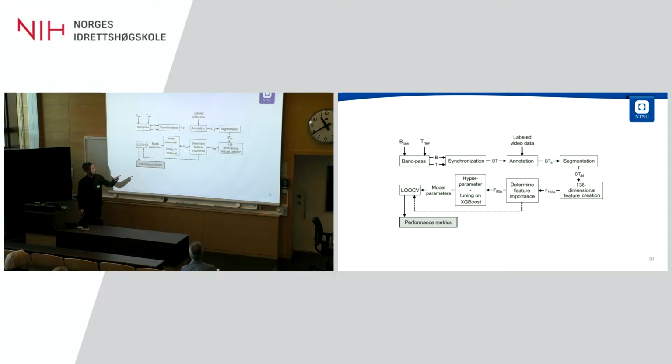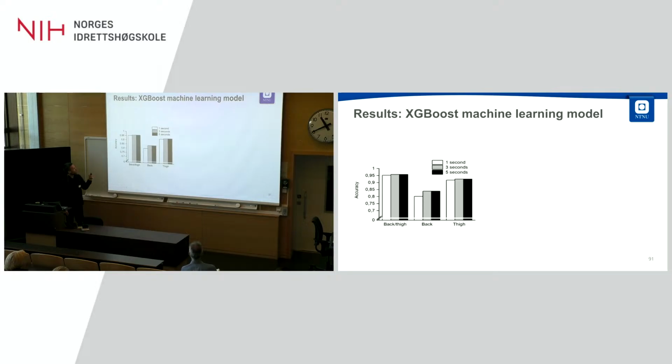We determined the feature importance and used an extreme gradient boosting machine learning model, and used leave-one-out cross-validation to measure performance. That means if we have 20 people, we train the model on 19 and test on the 20th, and repeat that process. This is the result of the model. Here you can see we have an accuracy of about 95%. We can see the 5-second model performs the best, and of course, the combined back and thigh model was the best.